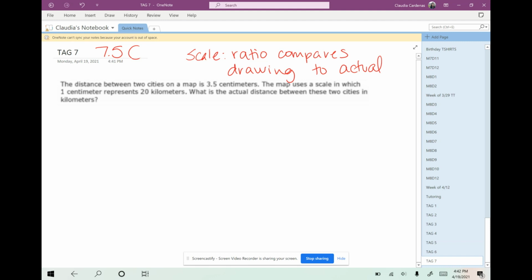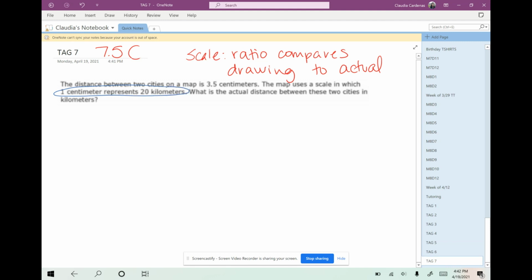As an example, let's look at this next problem. The distance between two cities on a map is 3.5 centimeters. The map uses a scale in which 1 centimeter represents 20 kilometers. What is the actual distance between these two cities in kilometers? Let's first think, what is the scale? Does the problem tell us? Well, it says that for every 1 centimeter on the map, it represents 20 kilometers. So let me circle that.